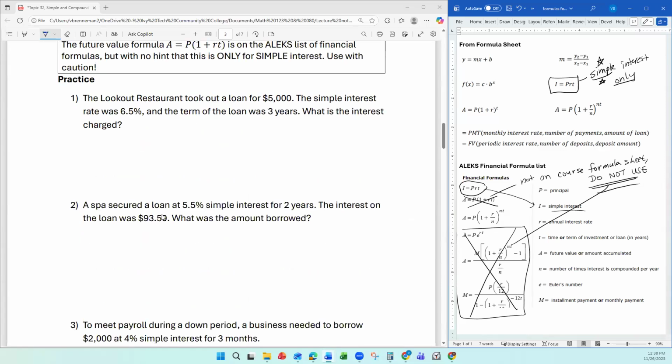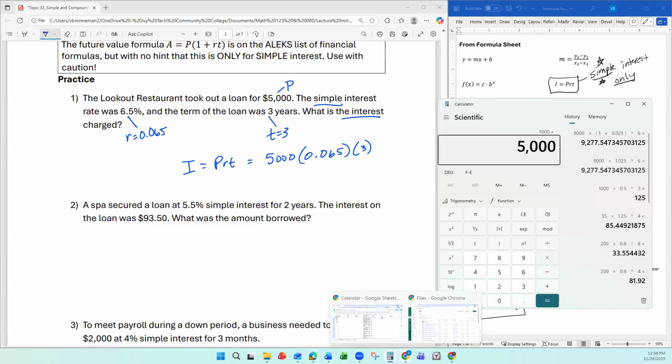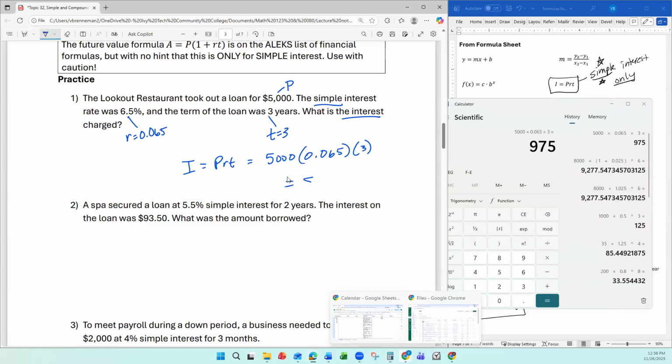So some examples of this. Practice 1, the Lookout Restaurant took out a loan for $5,000. That's the principal. The simple interest rate was 6.5%, so R is going to be 0.065. The term was 3 years. That's T. What is the interest charge? That's I. I equals PRT. That's going to be 5,000 times 0.065 times 3, which is $975.